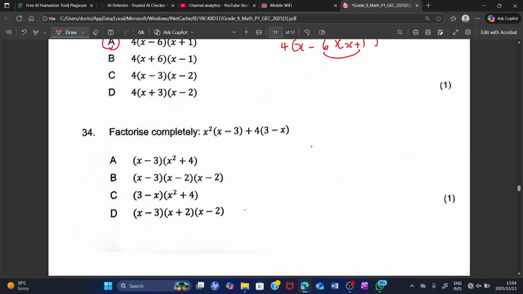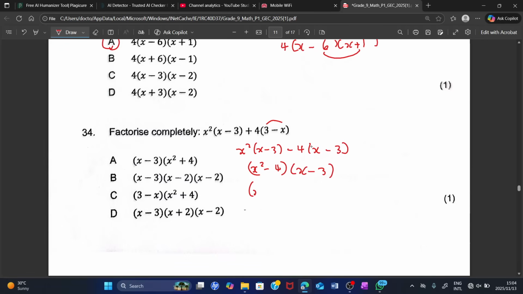Okay. Now, factorize completely. What do we do here, class? You first rearrange this. It's x minus 3. Take out a negative common factor. It will be minus 4 into x minus 3. You rearrange here. If you swap this, you put minus outside. So it will be x squared minus 4 into x minus 3.